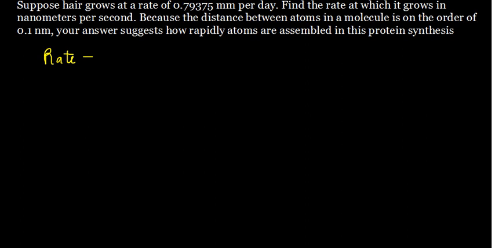So the rate we've been given is 0.79375 millimeters. Remember, it's given as per day, and I said per means divide. So per day. Now the question is saying convert that to nanometers per second. So the first thing I'm going to convert to nanometers. So what are we converting? The millimeters, we convert it to nanometers. How do you do that? We are going to multiply.